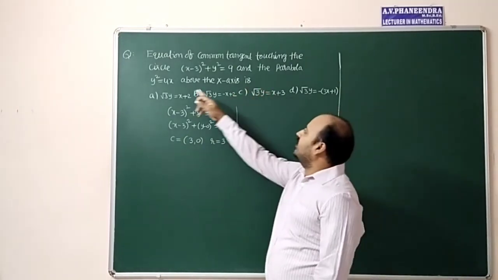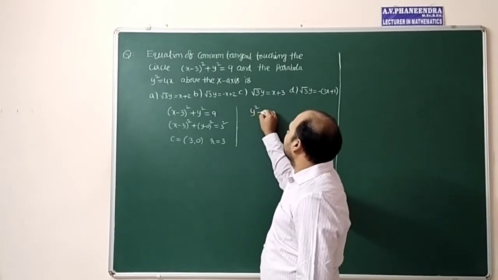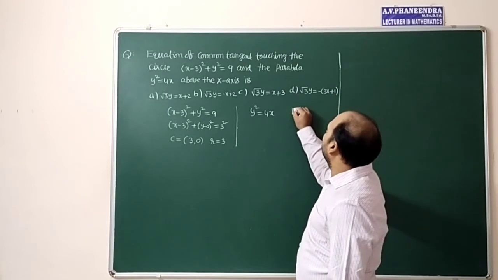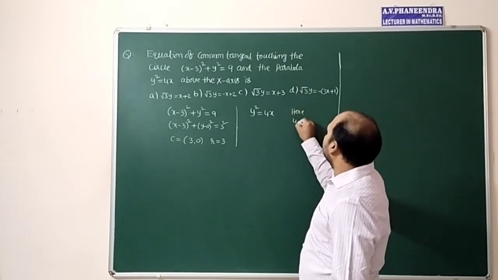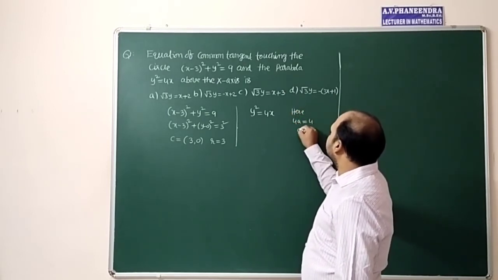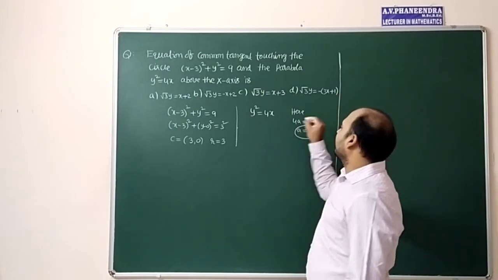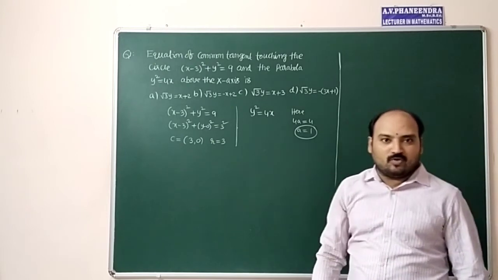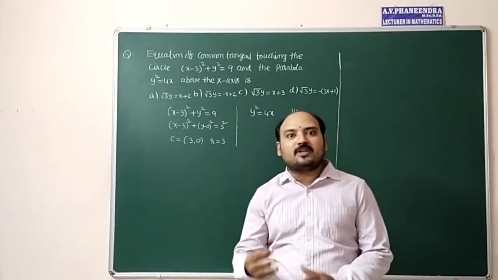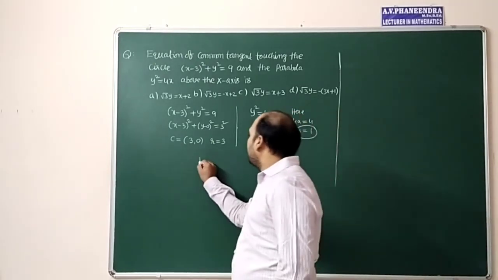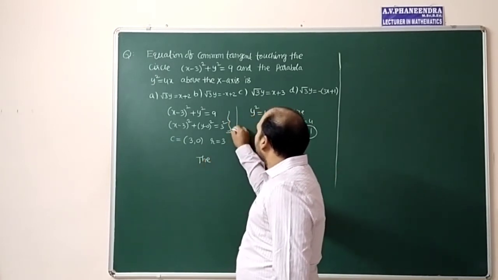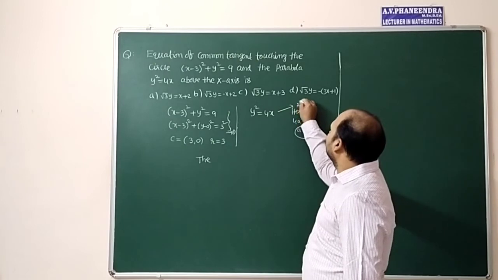Come to the parabola, y square equal to 4x. This we have to compare with y square is equal to 4ax. Here 4a is equal to 4, so a is equal to 1. What is the equation of the tangent to the parabola with slope m? We know that y is equal to mx plus a by m. Keep that as equation number 1.